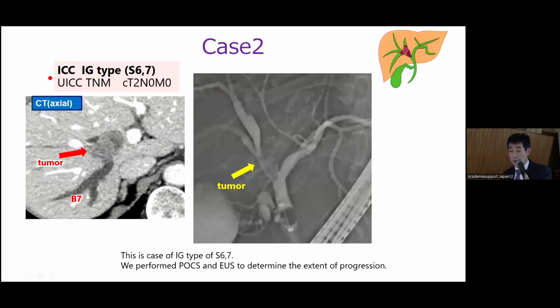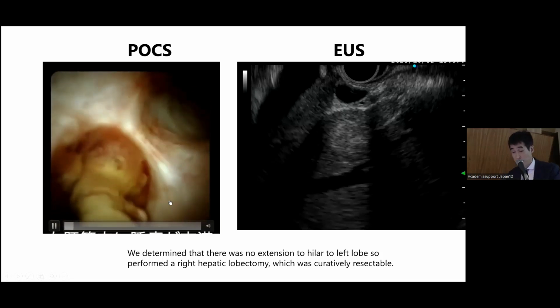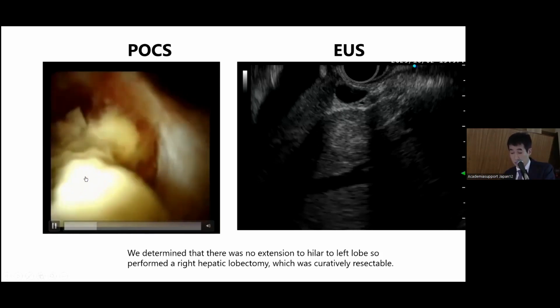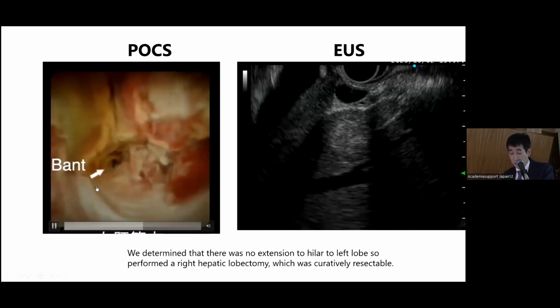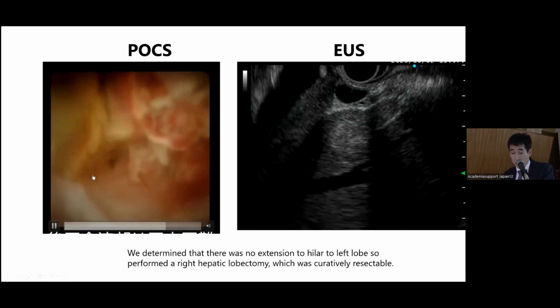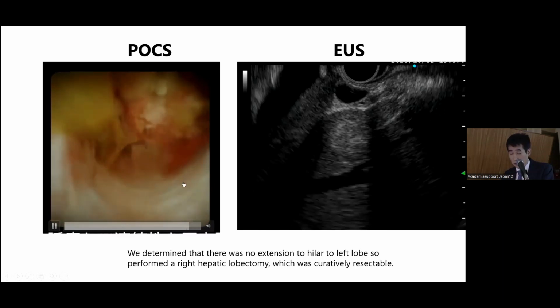So this case is ICC with intraductal growth type located in segment 6 to 7, and dilation of the bile duct is B7. ERC shows this defect, and the posterior wall of the bile duct cannot be detected. So we performed POCS and EUS to determine the extent of the progression. So this is the POCS, left bile duct and right bile duct. We can see the mass in the right bile duct. We can detect B anterior, but we could not detect the posterior segment, posterior bile duct.